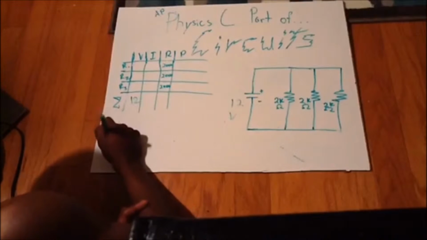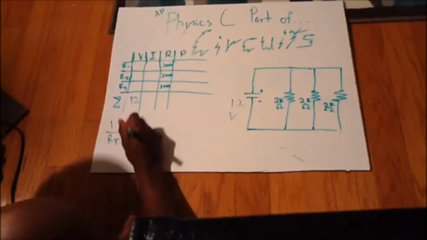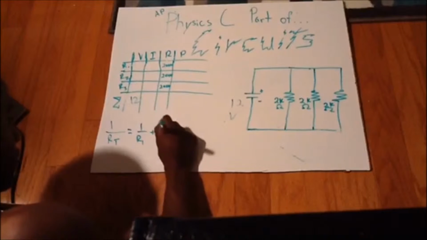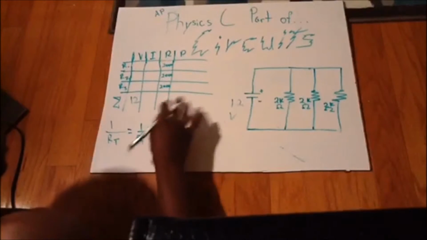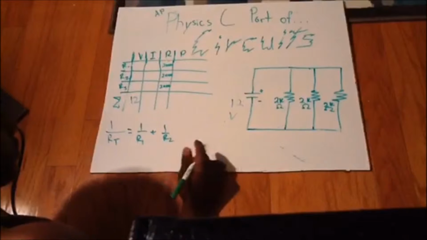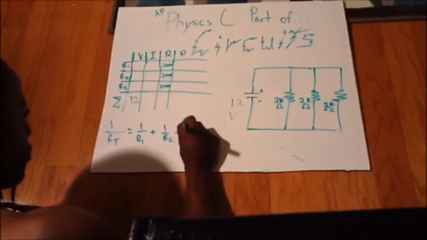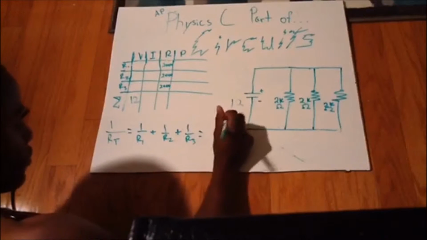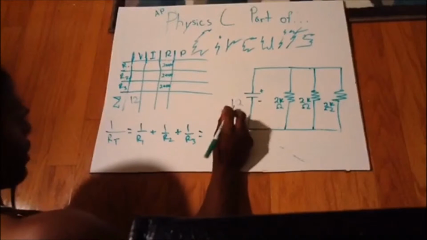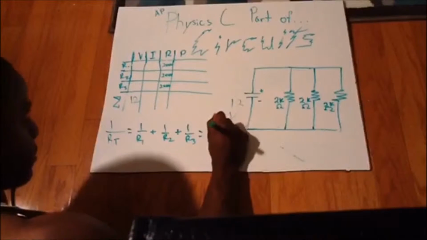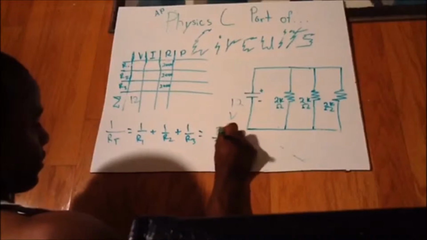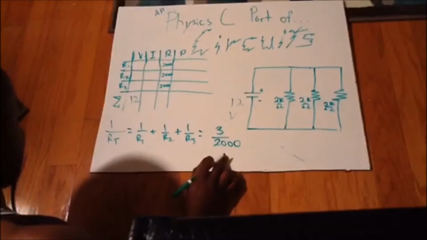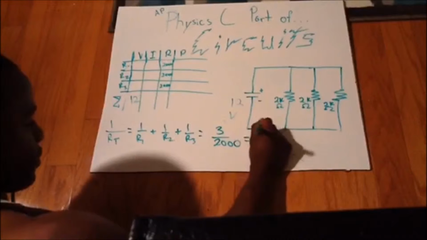So if we go to it, it's 1 over the total amount of resistance, 1 over RT, T for total, equals 1 over R1 plus 1 over R2 plus 1 over however many resistors we have. In this case we have 3, so let's do 1 more. If we plug it in, it becomes 3 over 2,000 for the 3 resistors, each 1 over 2,000 added together. And this will equal 1 over RT.